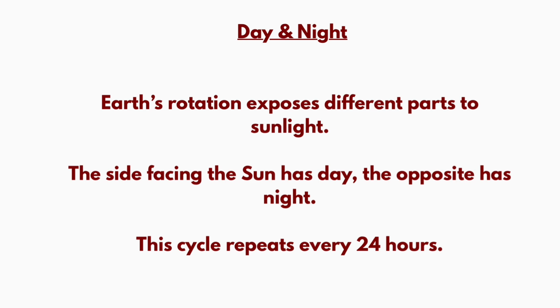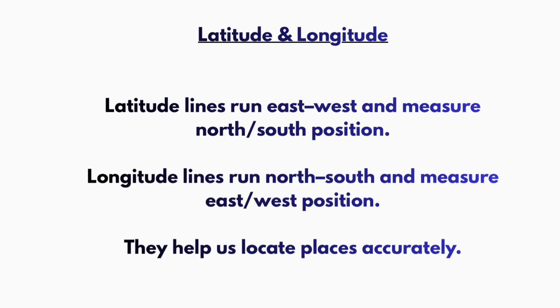Now let's talk about latitude and longitude. Latitudes are imaginary horizontal lines drawn on Earth. They run east to west. They help locate places north or south of the equator. The equator is the main latitude.